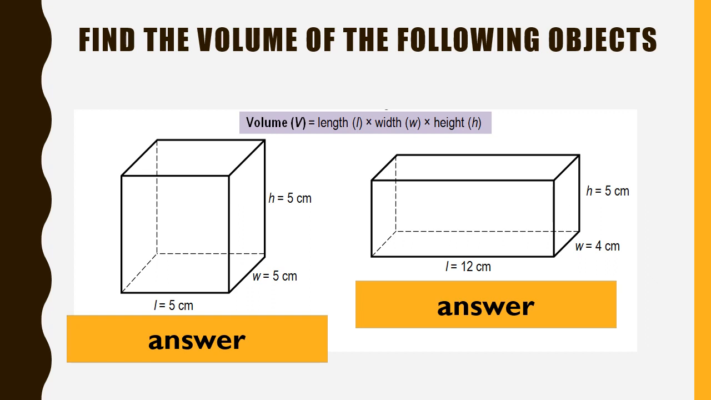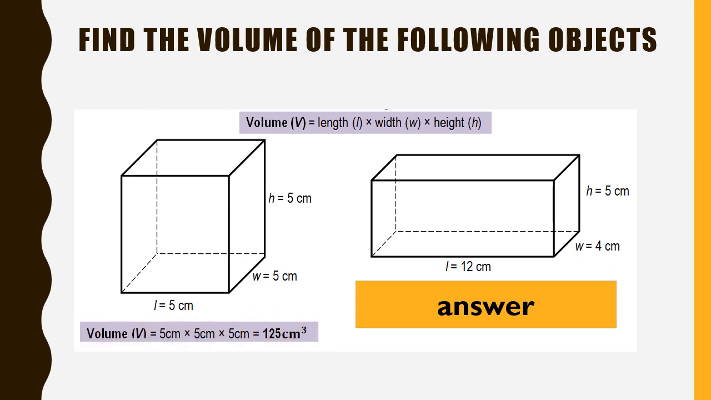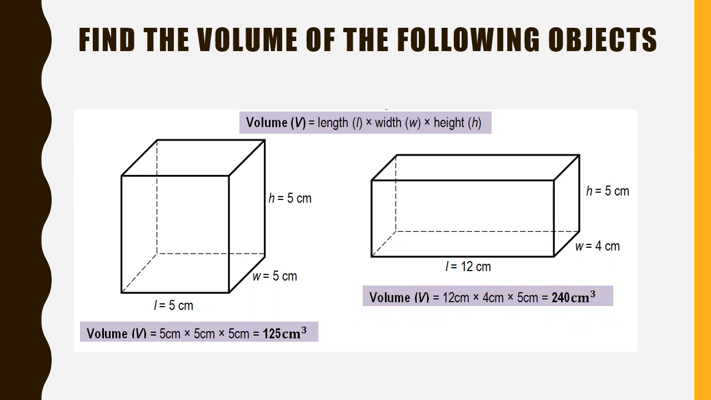Let's check your answers. For number 1, the volume of the first object is 125 cubic centimeters. For the second object, the volume is 240 cubic centimeters.